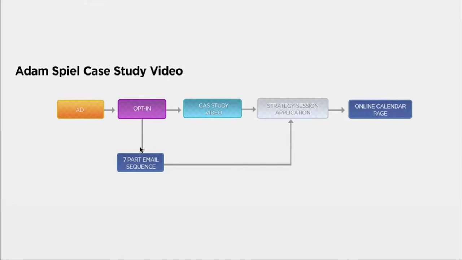Okay. Now, what we do on the opt-in is we dump them into a 7-part email sequence, and you want to design this to overcome objections and get them back to applying. And then once they apply, you take them out of this sequence so they stop getting that. And when they do apply, you're going to redirect them over to an online calendar page where they self-schedule into your calendar. Now this is key.